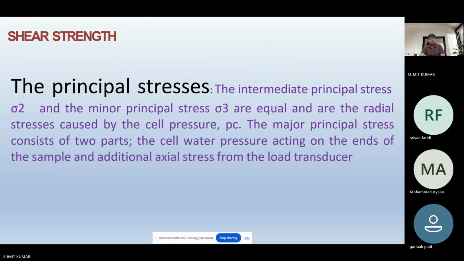Now, in the principal stress, we have read the maximum principal stress and minimum principal stress in the previous class as well, while discussing the Mohr circle concept for the shear strength. I have also given some problems related to the same. Now see what we are going to discuss from here. The intermediate principal stress sigma 2 and the minor principal stress sigma 3 are equal and are radial stress caused by the cell pressure. The major principal stress consists of two parts: one is the cell pressure acting at the end of the sample, and the other is the additional axial stress from the load transducer.